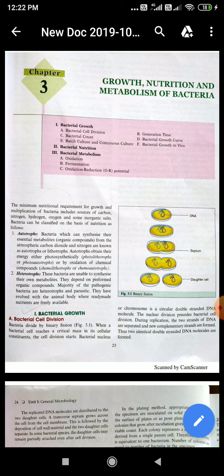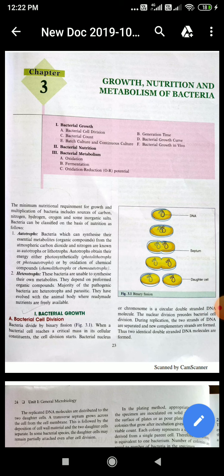The minimum nutrition requirement for growth and multiplication of bacteria include source of carbon, nitrogen, hydrogen, oxygen and some inorganic salts. Further, we can classify bacteria on the basis of nutrition as follows.